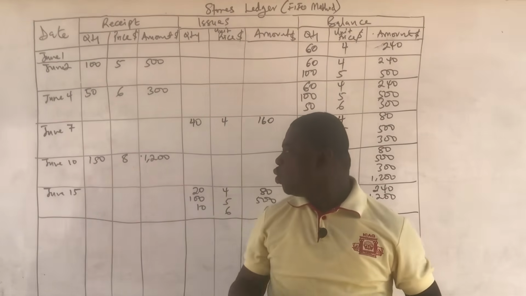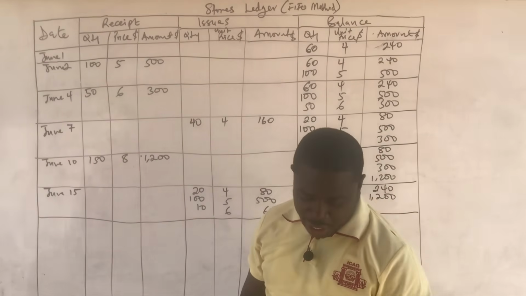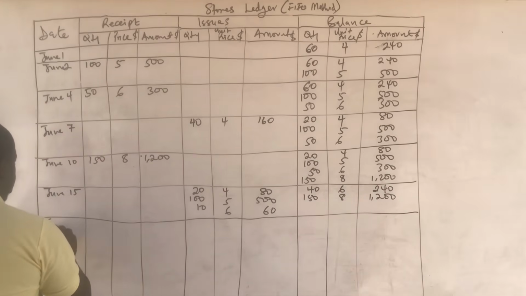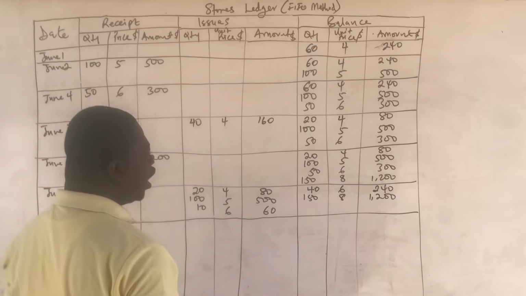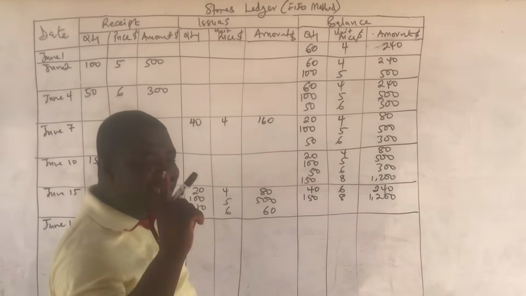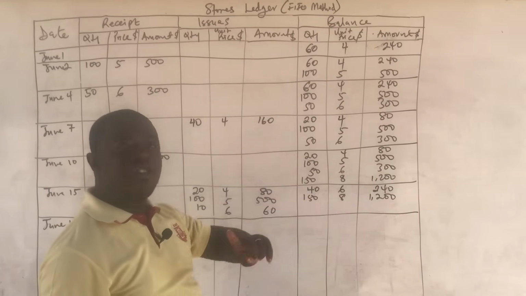And then we are going to look at the last one, which is on the 18th. Issues of 90 units. So we are going to do an issue on June 18th. We are issuing out 90 units, still using first in, first out. 90. So the 40 must go first.